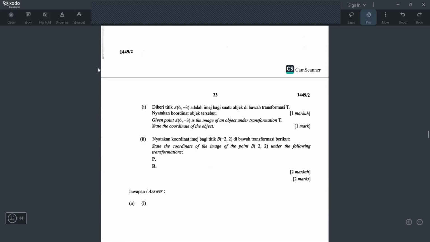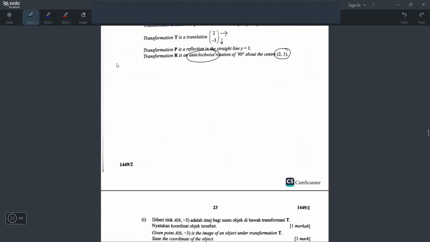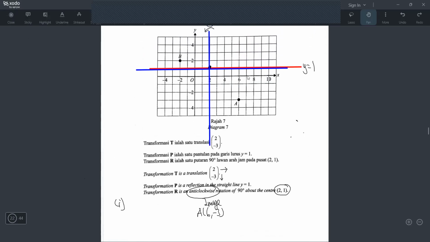Okay, now let's see number 1. Let's read. Given point A 6, -3 is the image of an object under transformation T. State the coordinate of the object. So point A 6, -3 is the image, so what is the object under transformation T? Let's go to our transformation T. Point A is this one, 6, -3. They say this is the image after transformation T, and transformation T is translation 2, -3. So what we have to find is the object.